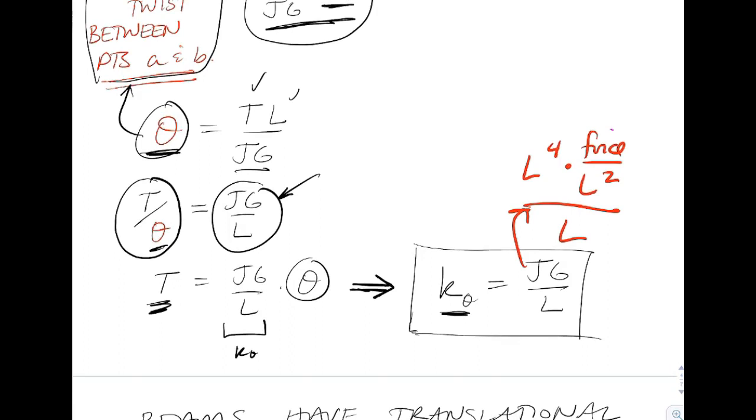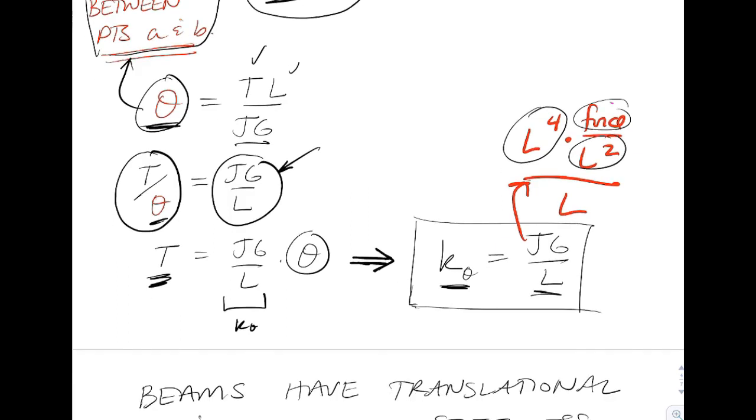Let's do a quick dimensional analysis. Units of J are going to be length to the fourth, the polar moment. G has units of force over length squared. So we end up with units of moment, or force times length. It would be the units of the rotational spring constant.